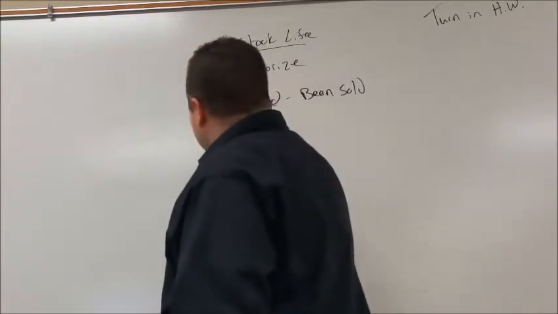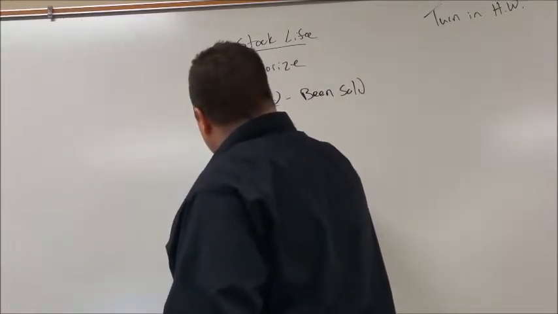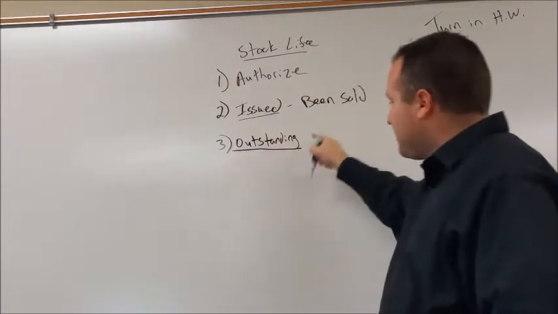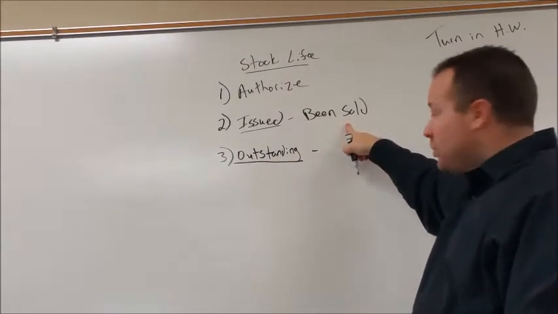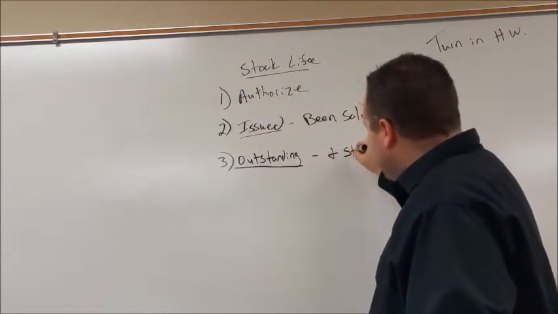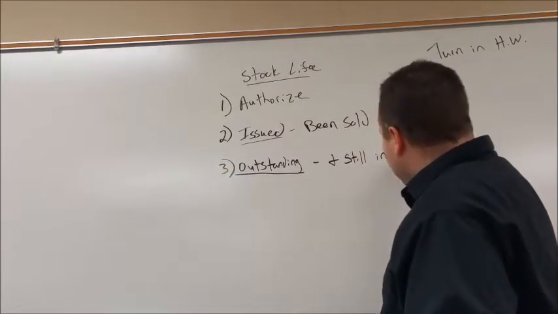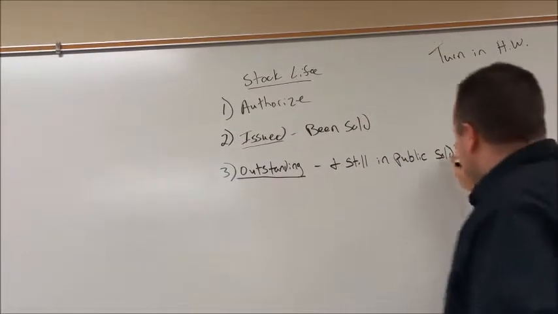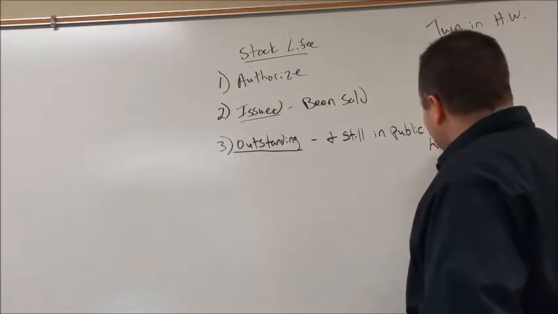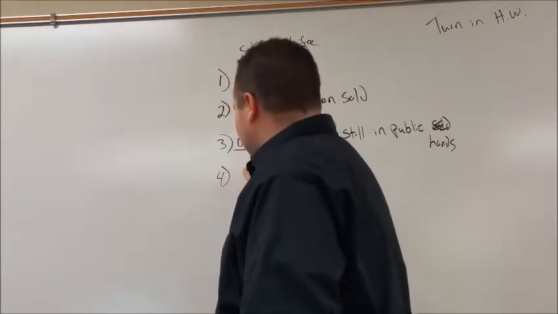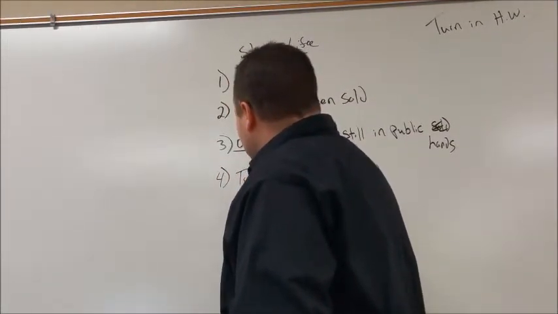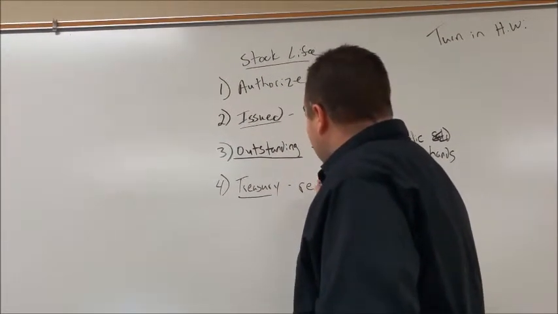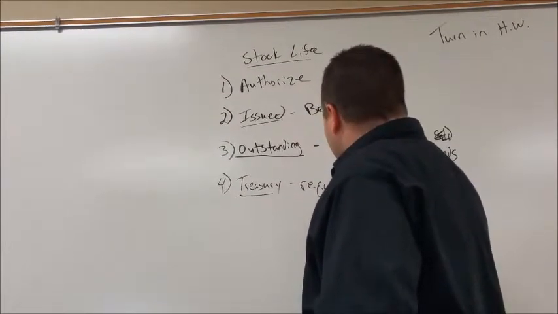The third and the fourth one are opposite of each other. The third one is outstanding, meaning it's been sold, it's been issued, and it's still in public hands. It's still out there. By contrast, the other way is the stock has been sold, it's been issued, but it's been reacquired by the company. Meaning we bought it back.